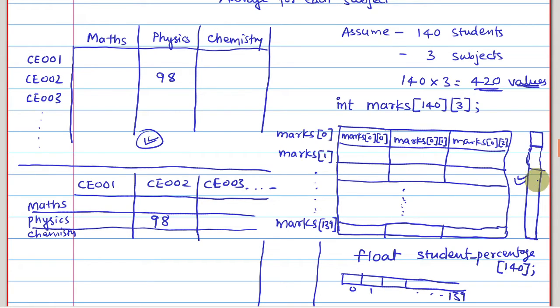Roll number 1 at index 0, roll number 2 at index 1, roll number 3 at index 2, and so on until roll number 140 at index 139, right? So this is the array to store percentage. Now if we want to store the average of each subject, then how many float values do we need? One per subject, and we have 3 subjects, so we need 3 values to store the average, right?